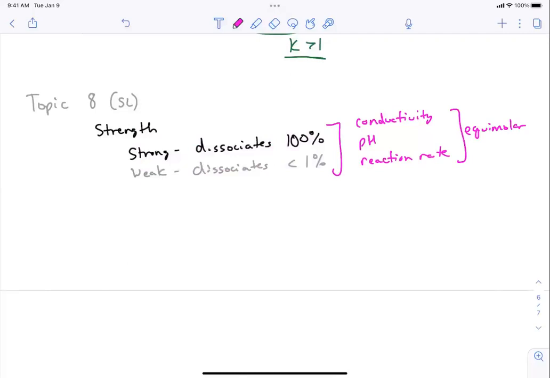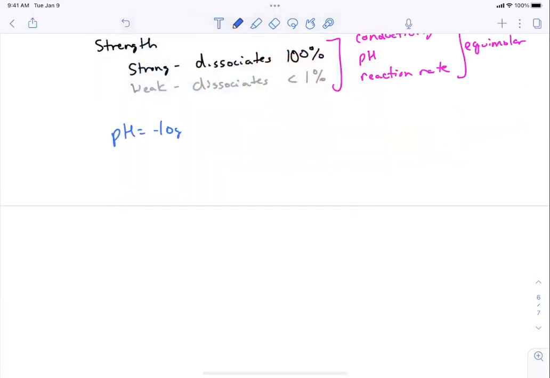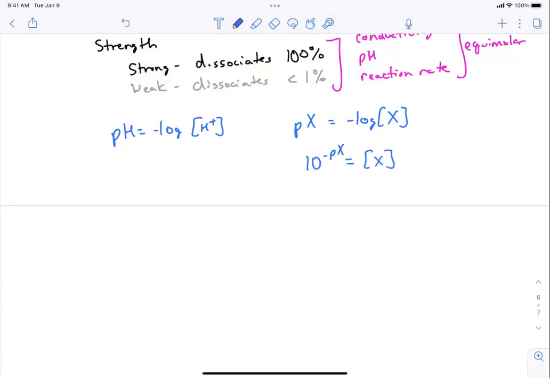pH scale, that's the other thing here. Remember, pH is equal to negative log of H plus. In fact, p of anything is equal to the negative log of that. So whether it's pH, pOH, pKa, pKb, pKw, it's always negative log, which means you can rearrange this into 10 to the negative pX is equal to the concentration of X. So again, minimize what you have to memorize, because if you know this equation, you can undo that equation to figure out the reverse.